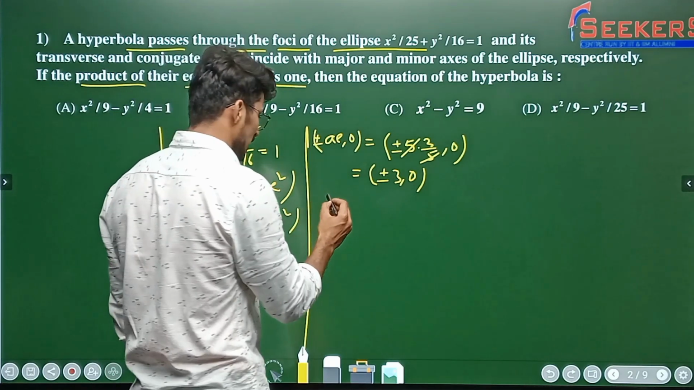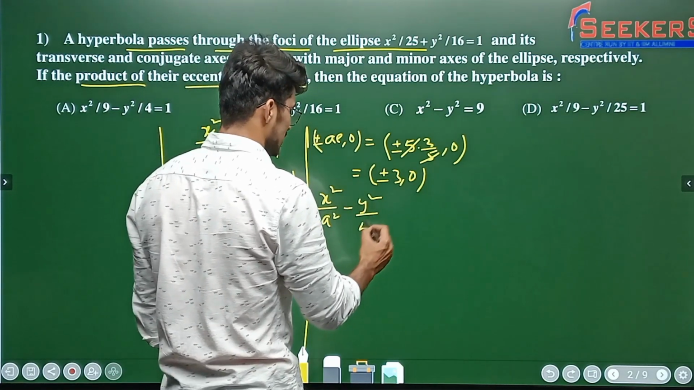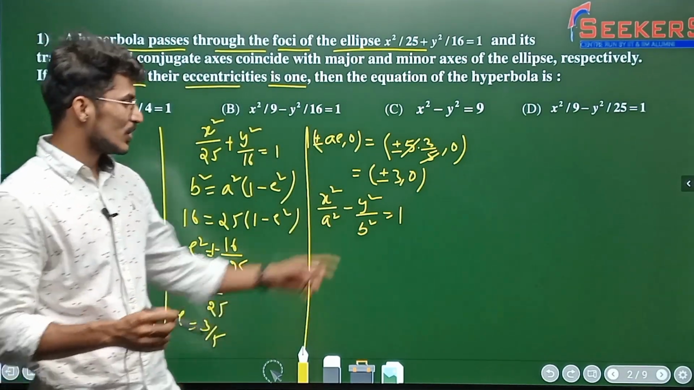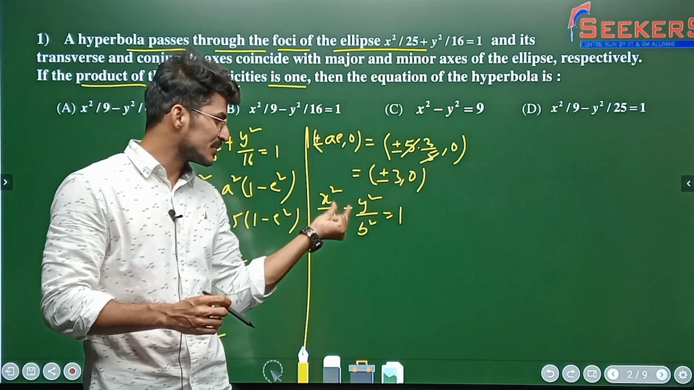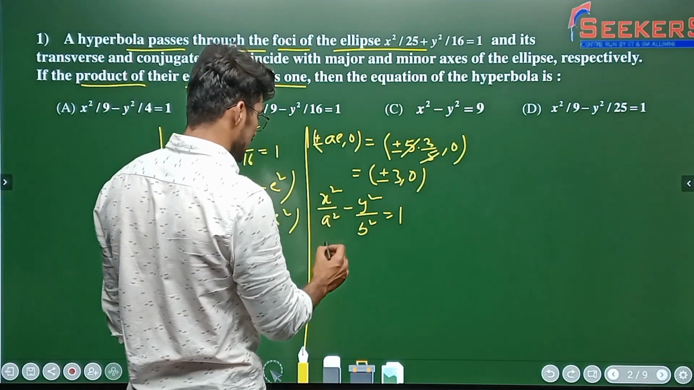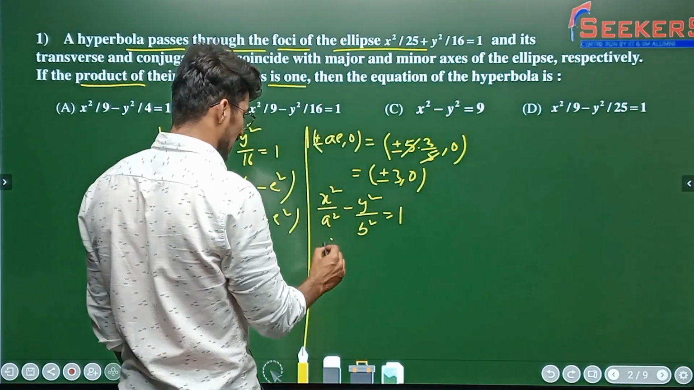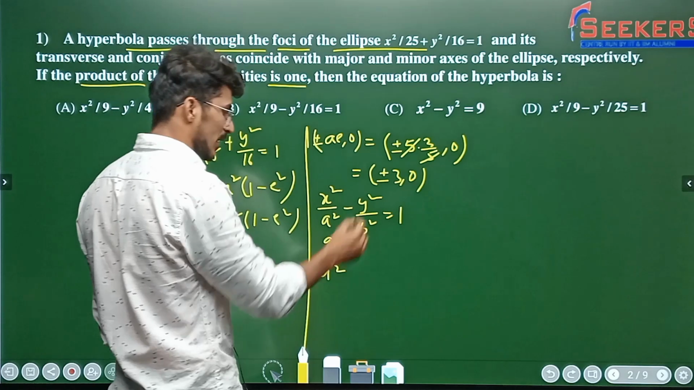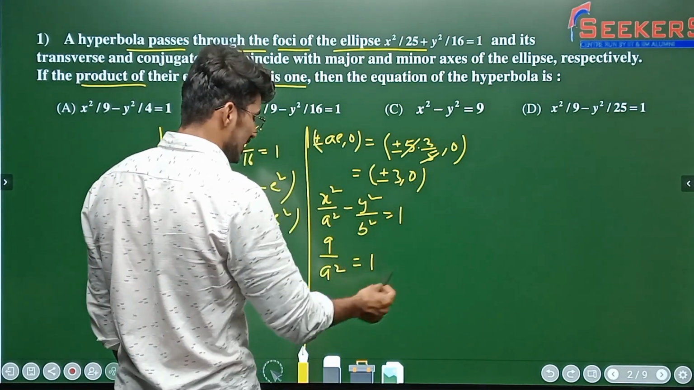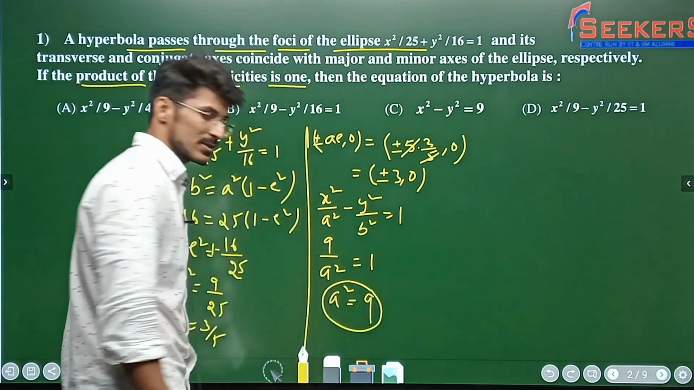Then we know that x square by a square minus y square by b square is equal to 1. This is the hyperbola standard equation. So I just substitute these foci over here, and we are going to get something. Look at this: x square means 3 square, which is 9, so 9 by a square. Now 0 square by something is nothing but 0 only. So 9 by a square is equal to 1, 9 is equal to a square. So a square is equal to 9.